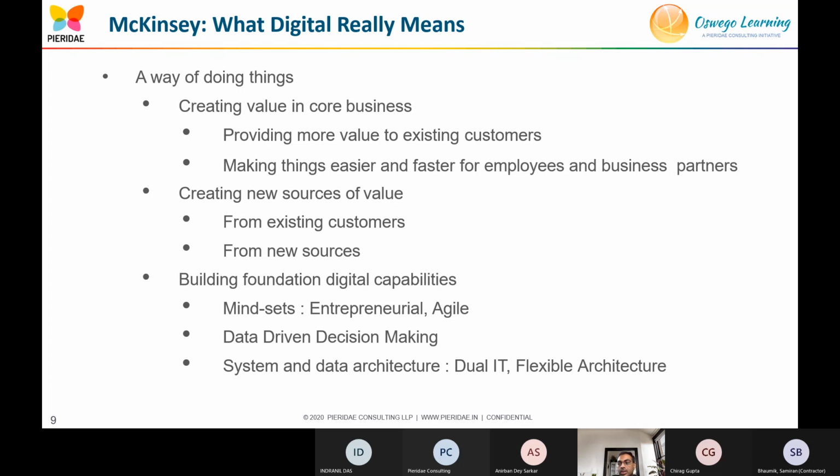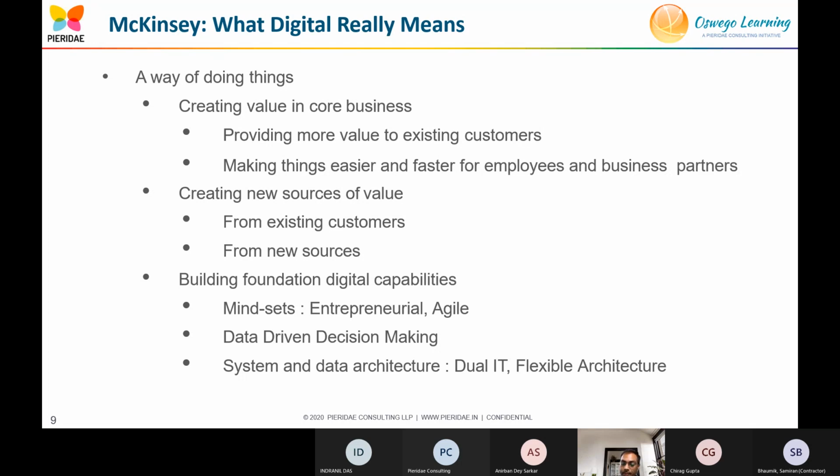Creating new sources of value, from existing customers or new sources. You're creating more revenue sources using these digital technologies. And building foundational digital capabilities. It's a mindset, obviously, as I told you: entrepreneurial skills, agile, data-driven decision making, system and data architecture. Again, that has to be revamped for the old organizations because they are using monolithic architecture, old data centers, having their own servers, and from there somebody has to move to cloud technology. We'll have a separate session on cloud, so we'll understand why we should use cloud instead of using our own servers.